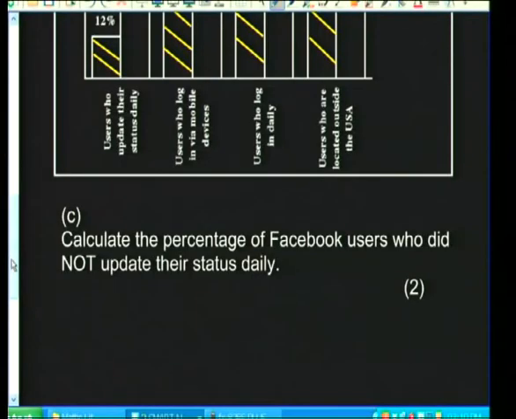Why? Because we're looking at a paper 1. All the examiner wants to make sure on a paper 1 is, can you make sense of this graph? Don't interpret it, but can you read the different figures? Can you read the different data off that graph? Let's see what they ask in the next part of the question. The next question says this. Calculate the percentage of Facebook users who did not update their status daily. We spoke about that earlier, didn't we?